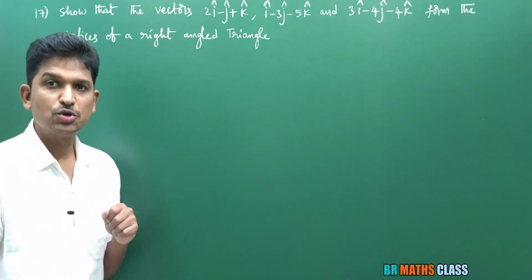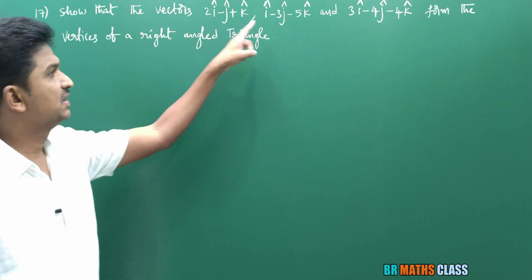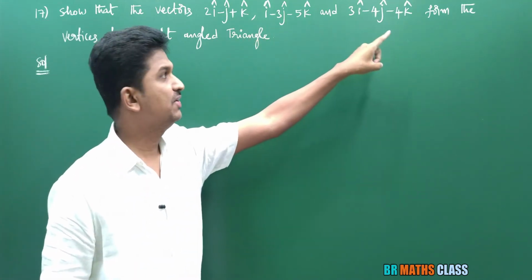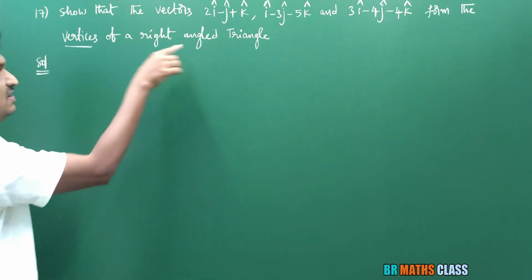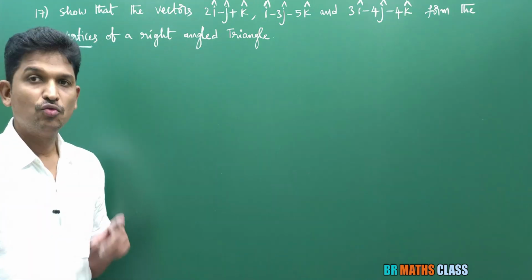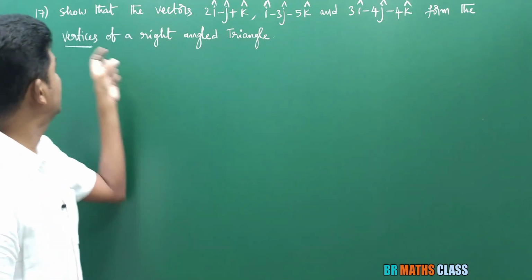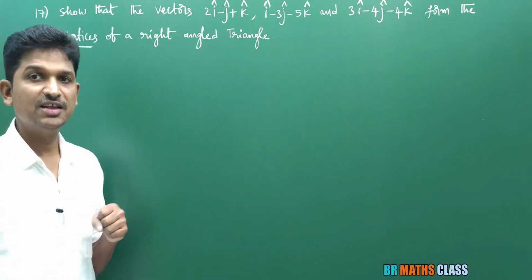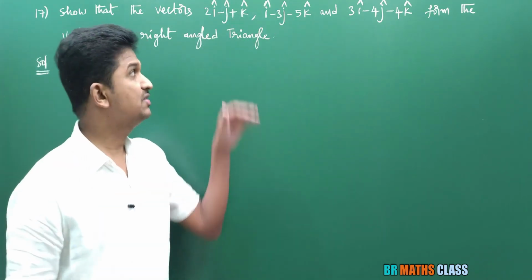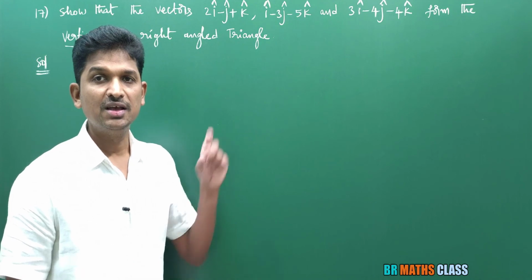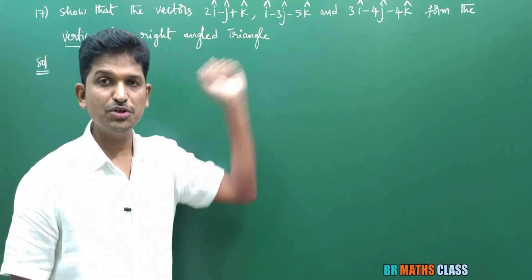You observe this question number 17. What they are saying? Show that the vectors, 3 vectors given, forms the vertices. This is important. Vertices of a right angle triangle. What they are asking in the question? These 3 vectors forms the vertices of a right angle triangle. That means these are the vertices with their position vectors. These are not the sides of a triangle. These are the vertices of a triangle. They given in terms of their position vectors.